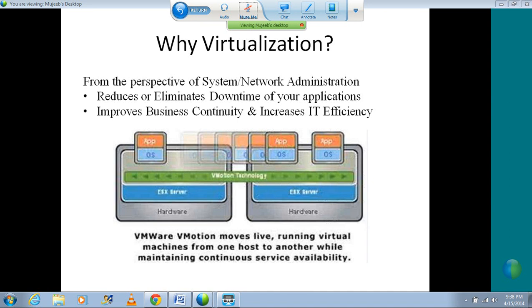All right. Now, this is the reason why companies are implementing virtualization throughout the world. Not only because of the savings, but because of virtualization, the businesses are able to run 24 by 7, with business continuity, and it is increasing the IT efficiency.